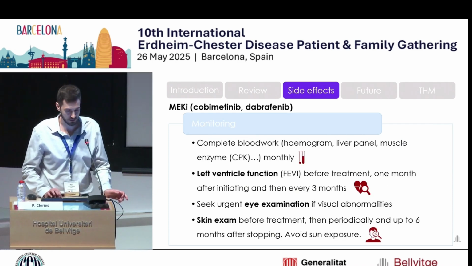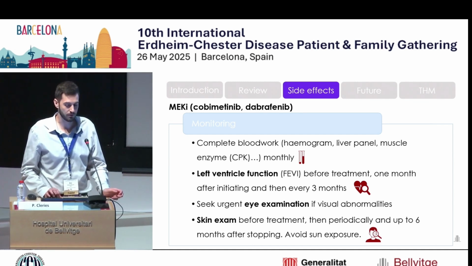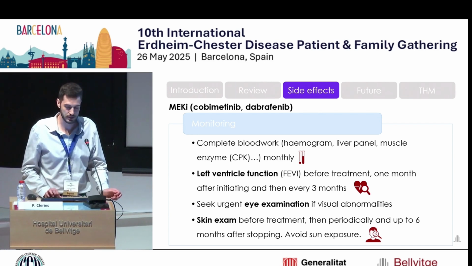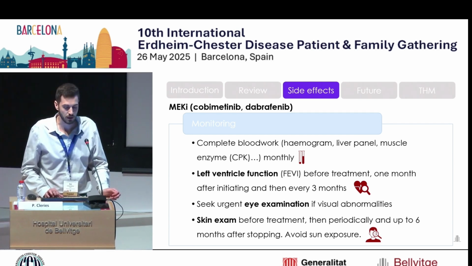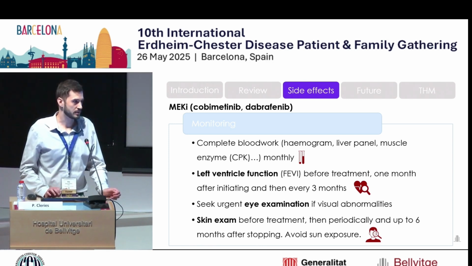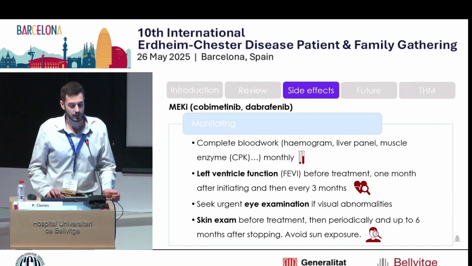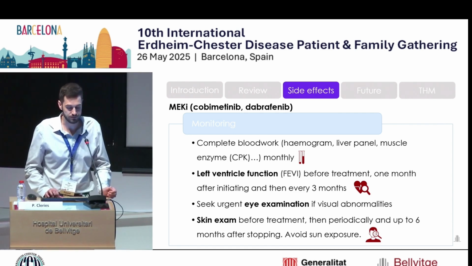How do we monitor these side effects for the MEK inhibitors? Again, a complete blood work, ideally every month. A left ventricle function before the treatment for reference, and then a month after starting the new treatment, and every 3 months after that. If you experience any changes in your sight, please call in for an urgent eye examination just in case. Finally, a skin exam should be done before the treatment, and then periodically and up to 6 months after stopping the treatment, if stopped at all.